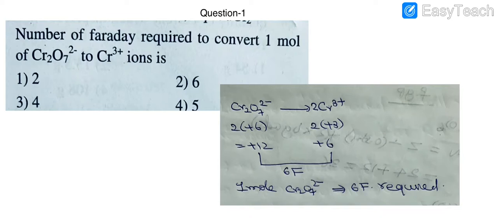Hi students, we are going to discuss electrochemistry related problems. Some 10 important models we are going to discuss. Here is the first question.